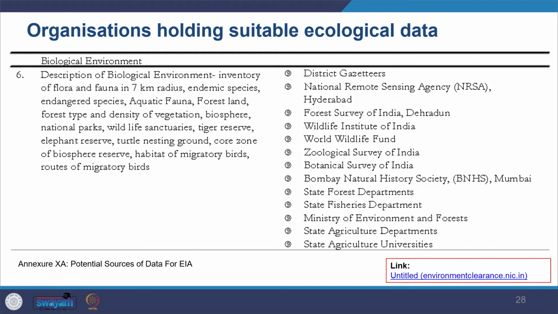You can look at the National Remote Sensing Agency, NRSA. And then you can also look at Forest Survey of India, Wildlife Institutions of India, Wildlife Fund, Zoological Survey of India, Botanical Survey of India, Bombay Natural History Society, State Forest Department, State Fisheries Department, Ministry of Environment and Forest, State Agriculture Department, and agriculture universities. So these are the possible sources of data which you see here.